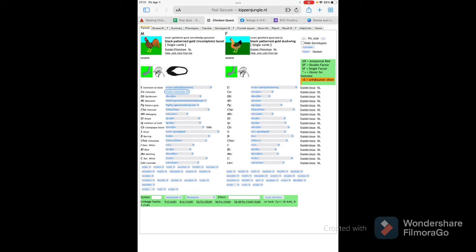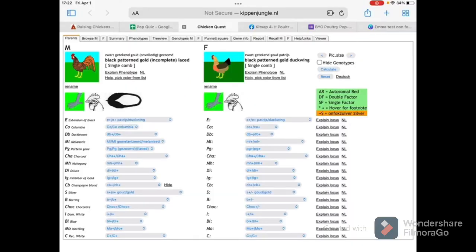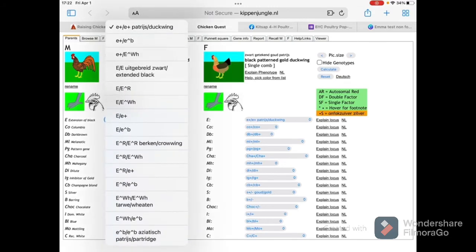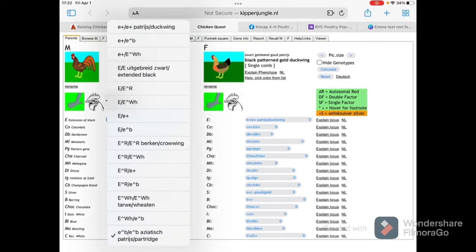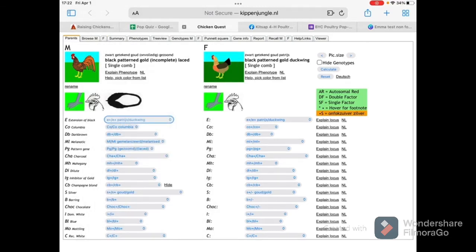You can see at the top, we can see the bird we just created. We created a gold laced, single combed, but it's only incomplete laced, okay? So don't be confused. It's not fully laced yet. Sorry, I had to turn my screen. But to get it to fully laced, next we want to add partridge. And you can kind of see where we're getting here. We now have a laced bird, and if we go back to duckwing, we'll get back to an incompletely laced bird.